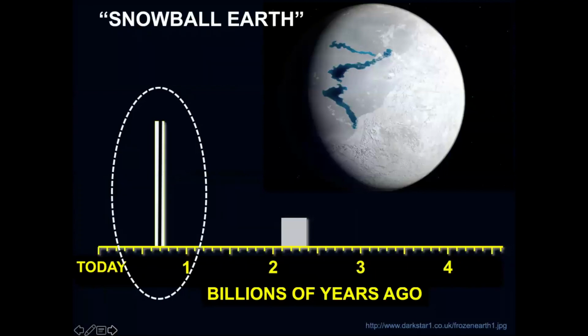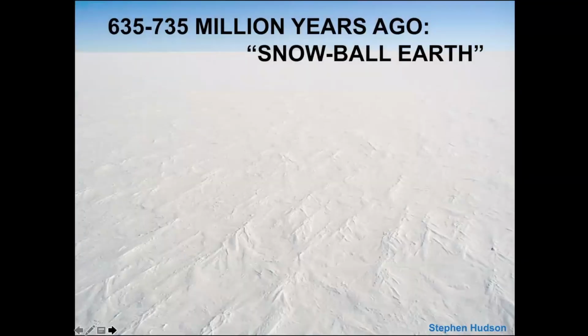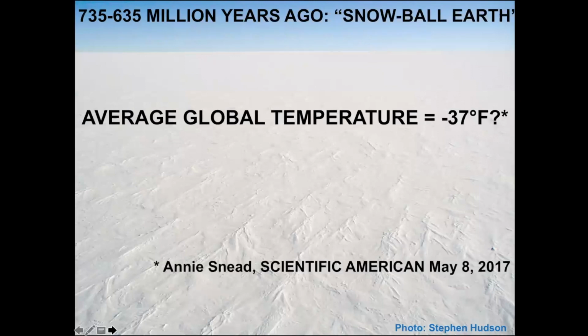But that ends about 600 to 700 million years ago with a second episode of glaciation, what is referred to as Snowball Earth. And it was a really cold time. One estimate of the average global temperature was 37 degrees below 0 Fahrenheit. I've been in 40 below, and that's really cold. And to think that the average global temperature could be in that range is staggering.